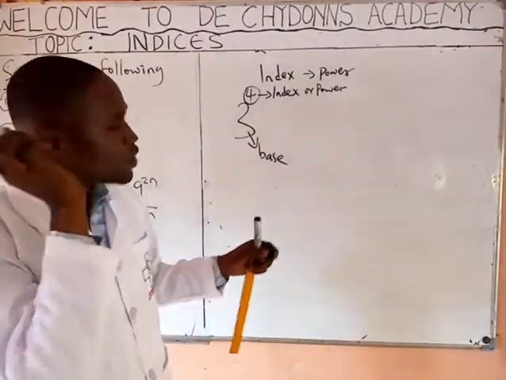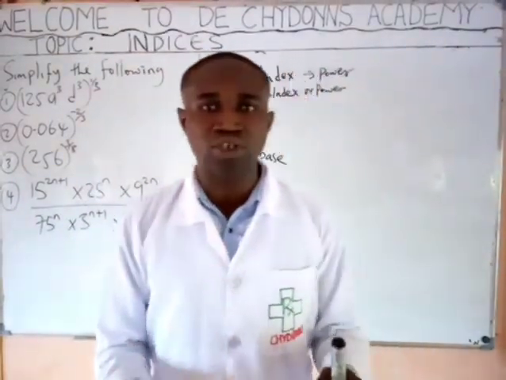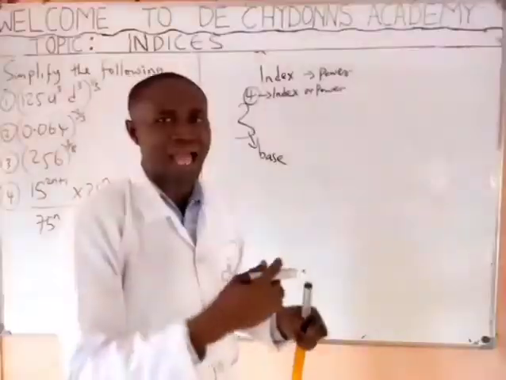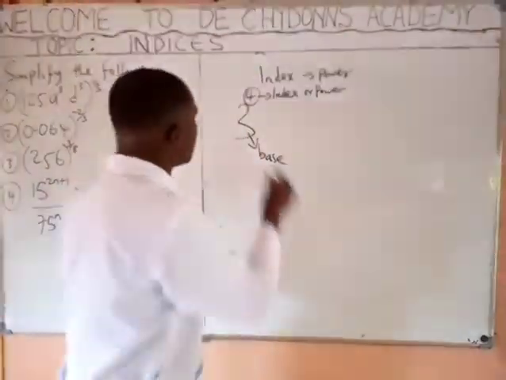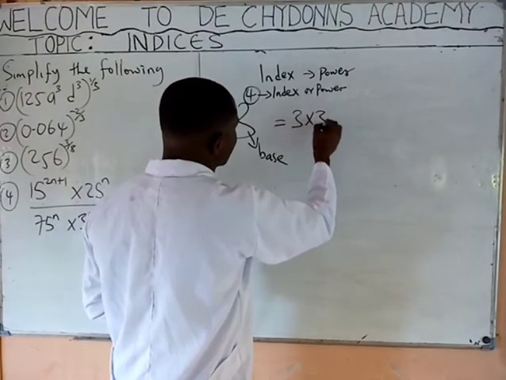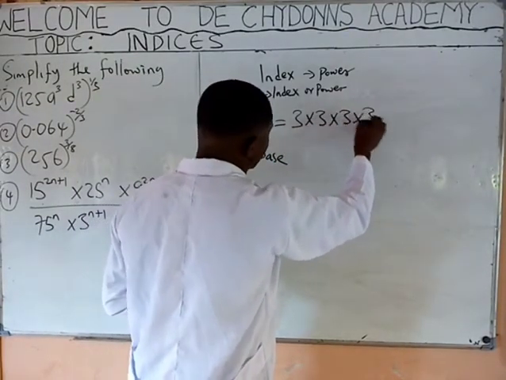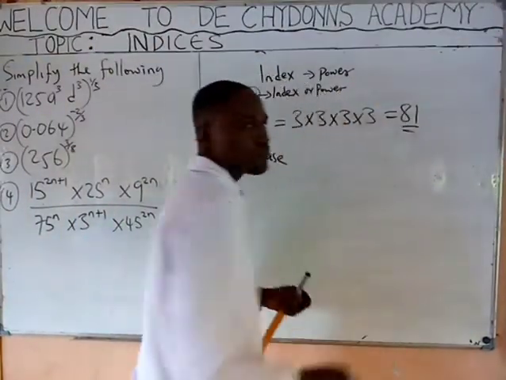What does 3 raised to the power of 4 mean? What does the index or power tell us? It tells us how many times we have to multiply the given base. So 3 raised to the power of 4 simply means we should say 3 times 3 times 3 times 3, which will give us 81.